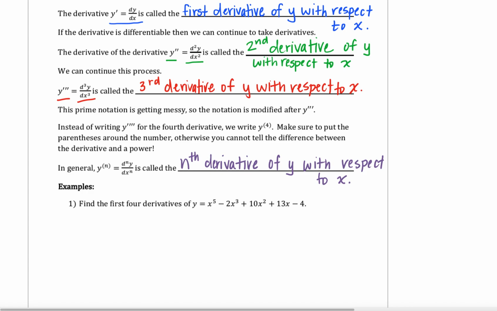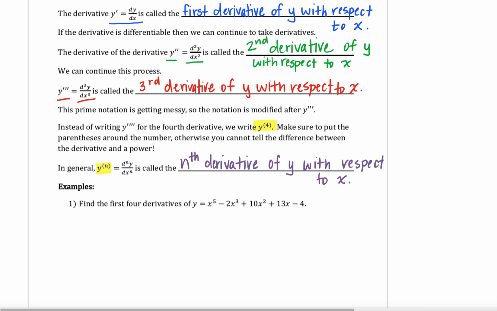Now once we start getting to the third derivative, this prime notation starts to get a little bit messy. Instead of writing y with 4 primes, or 5 primes, or 6 primes, this could get very cumbersome. Starting with the fourth derivative, we start to use the superscript notation. If we were to just write y to the fourth, that represents y to the fourth power, not the fourth derivative, and we wouldn't be able to tell the difference. So notationally, we put the number of the derivative in parentheses so that it is represented as a derivative and not a power.